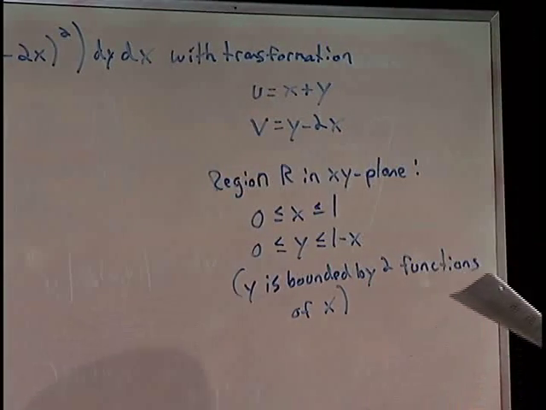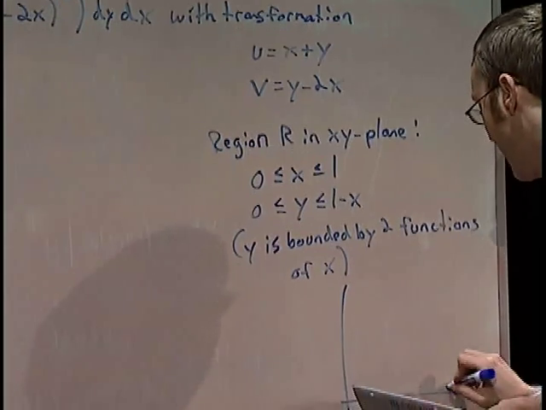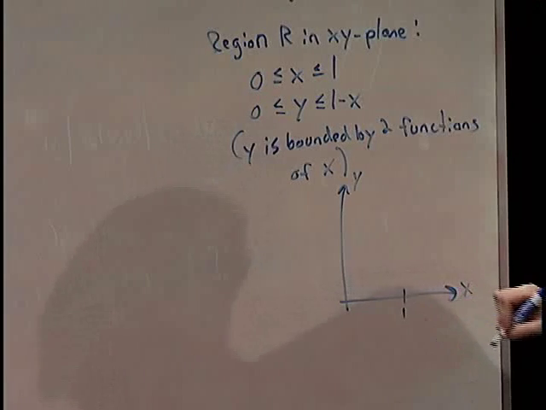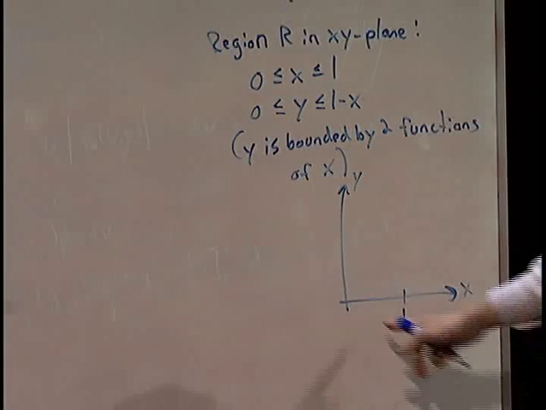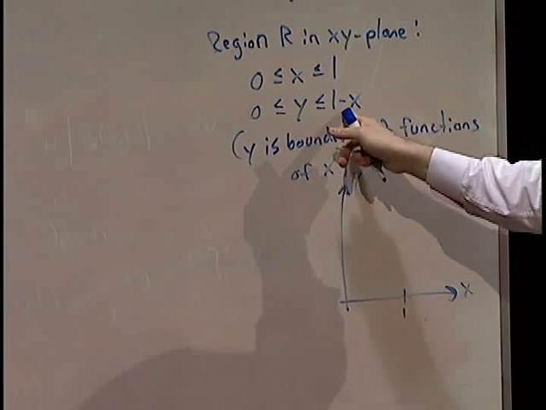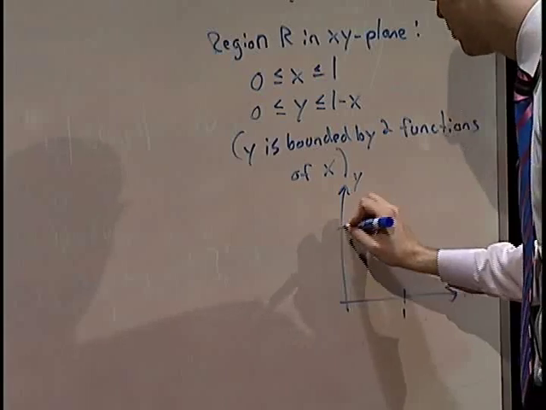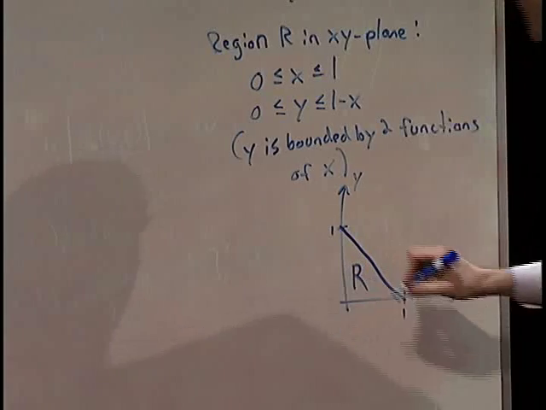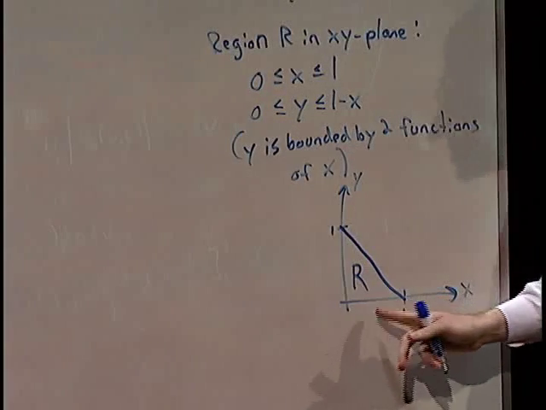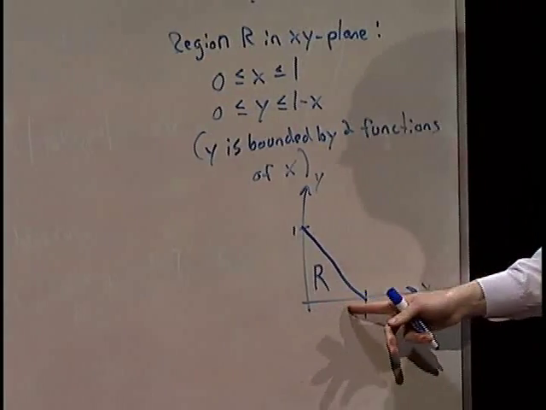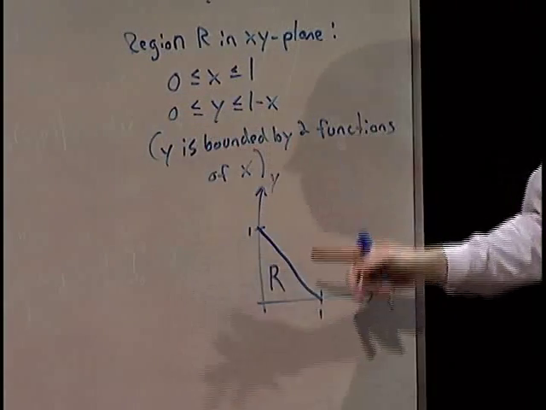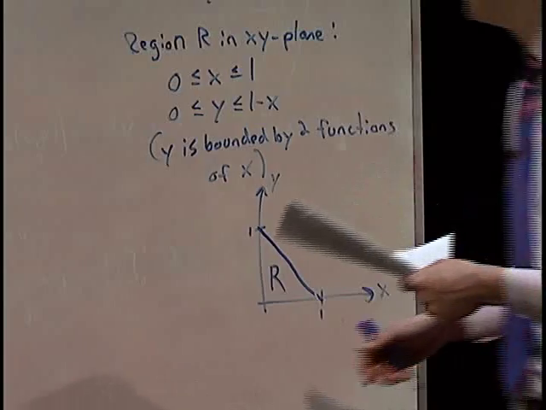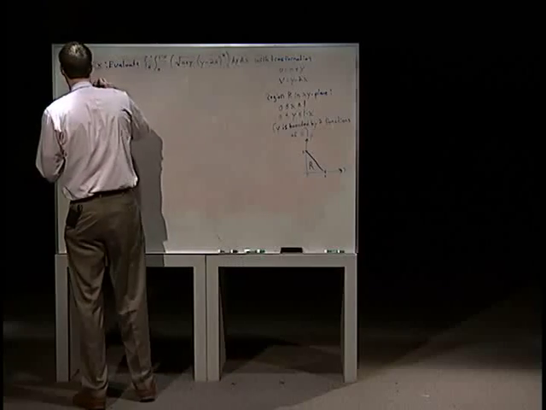Right? Okay, so when I draw this thing out, there's y, there's x. So x is stuck between 0 and 1. Y is stuck between 0 and the line y equals 1 minus x, which has y-intercept equal to 1. Well, so that right triangular region is our region R in the xy plane, right? Because here's the x limits. The y limits are between 0 and this line, 1 minus x. Okay? So there's R.